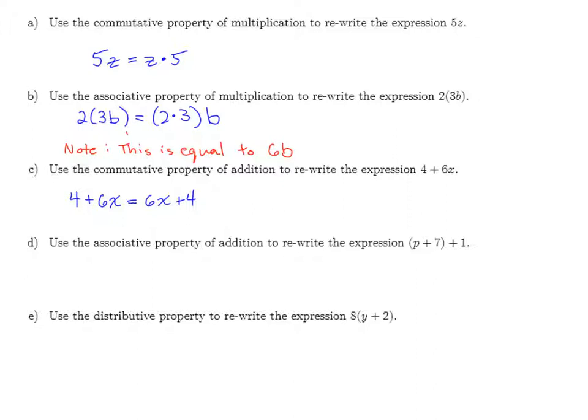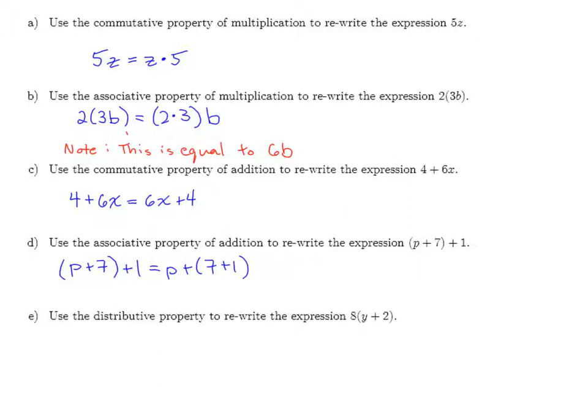Next, we're asked to use the associative property of addition to rewrite the expression, which has the quantity p plus 7 in parentheses, plus 1. So looking at this, again, the associative property, we're regrouping. So we're going to take that quantity p plus 7, in parentheses, and we're adding 1. Now we're going to regroup that so that it's p plus the quantity 7 plus 1 in parentheses.